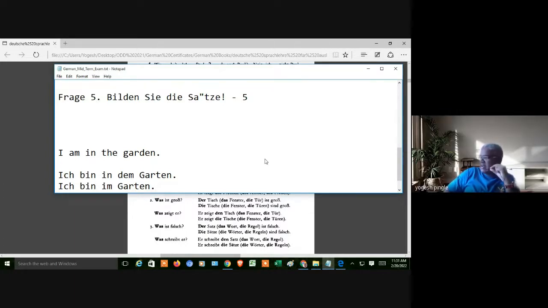Now garden means garden. I know what is garden, right? And I also know the article, der Garten. But now it's a position. I am in the garden. So ich bin in. Now for Garten the forms are der, den, dem. So ich bin in dem Garten. And then in dem becomes im, so you can have ich bin im Garten. So im is also correct. In dem is also correct.